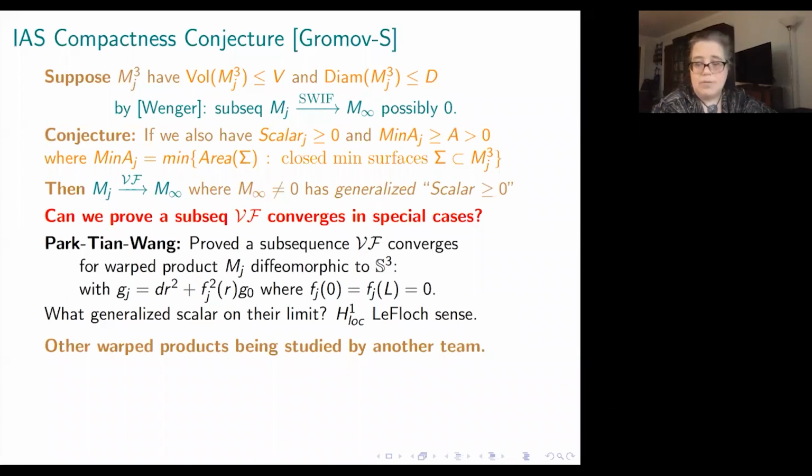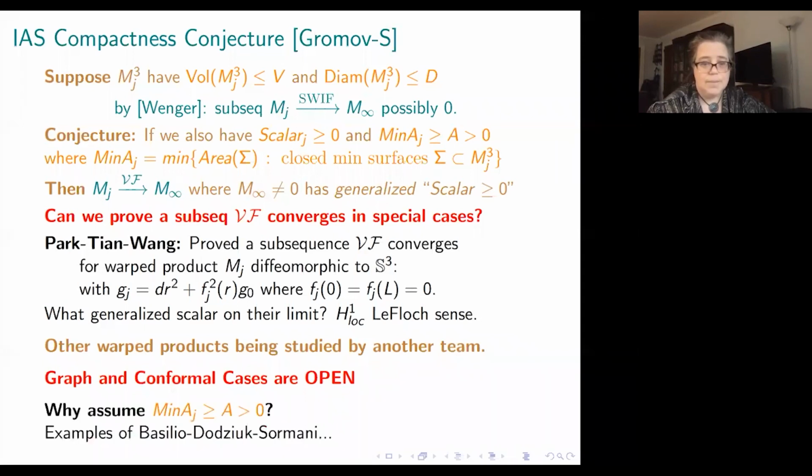Other warped products are being studied by another team, including warped products that have functions of two different variables here. The graph and conformal cases are completely open and have not been studied yet.